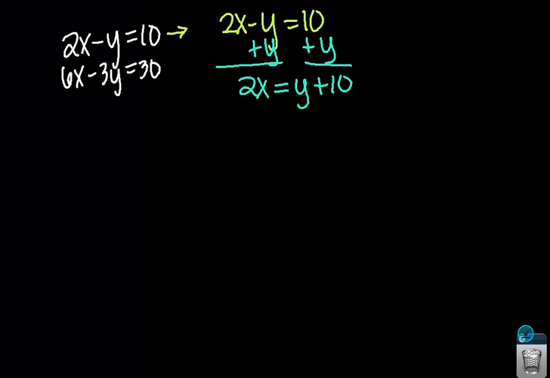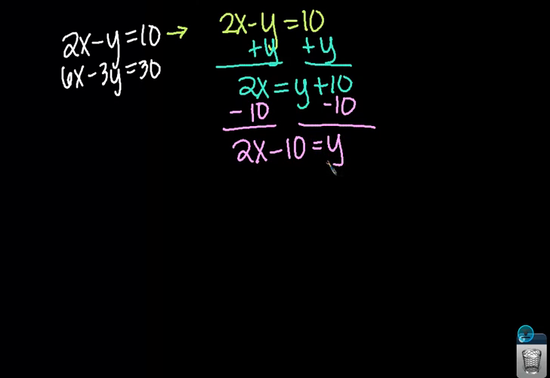And then I will subtract 10 from both sides of the equation. And that gives me 2x minus 10 equals y. Now I have isolated y, so I have an equation that equates y in terms of x. So I'm going to take the expression that represents y, and I'm going to substitute it into the other equation, not the same equation I got it from, but the other one for y.